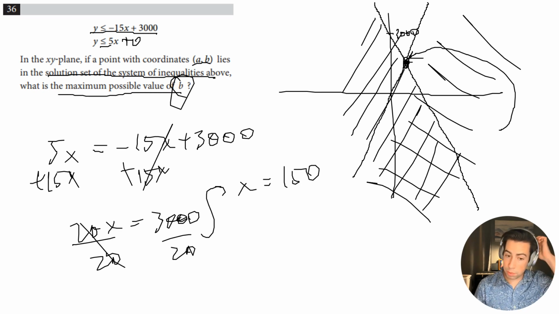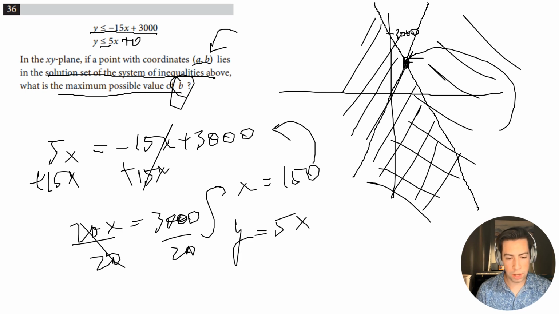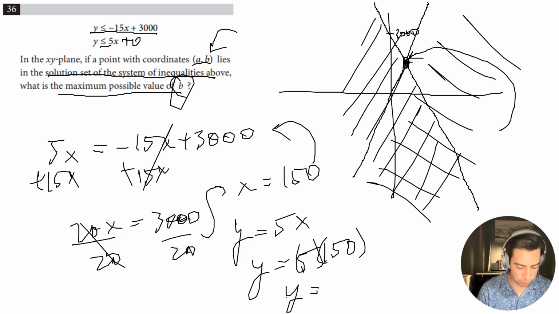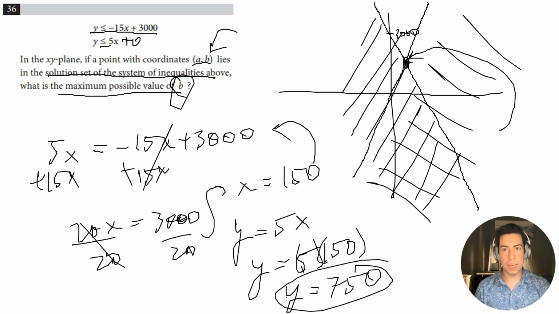So that's our x value, but remember, we want our y value, right? So all I need to do now is just go ahead and plug it back into either of these equations, actually. So I'm just going to plug it in for y equals 5x. So I'll have y equals 5 times 150. And therefore, y is going to be equal to 750. So this is our maximum y value, okay? It's going to be 750.